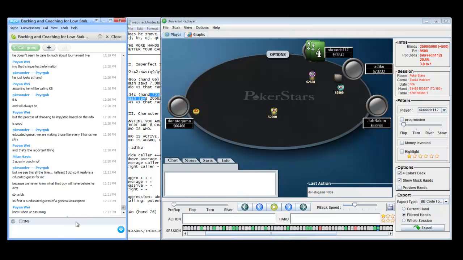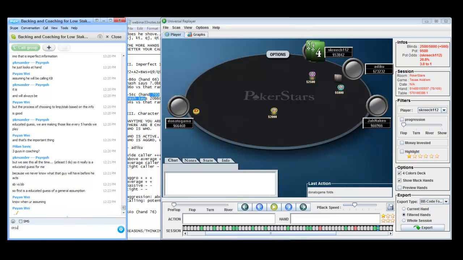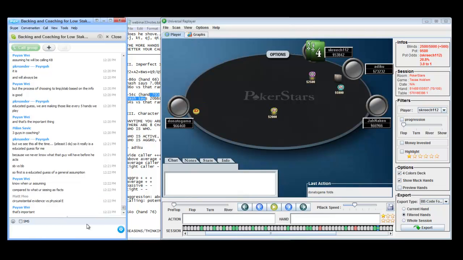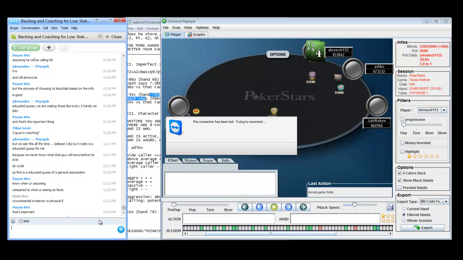Because it's the difference, like we talk about, circumstantial evidence versus physical evidence, and my TeamViewer is being stupid. So anyway, I think that's good. It kind of cut out at the right time anyway. Glad to hear your thoughts, Puyan. Really good. Any questions about anything at all?